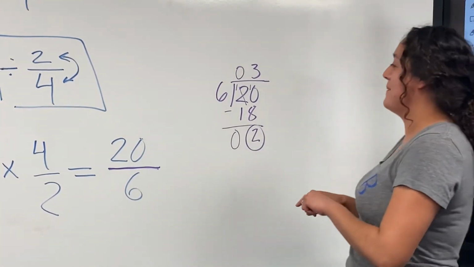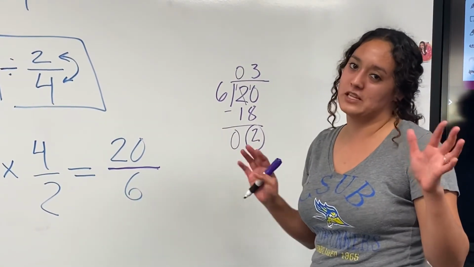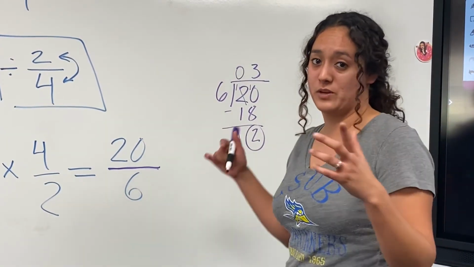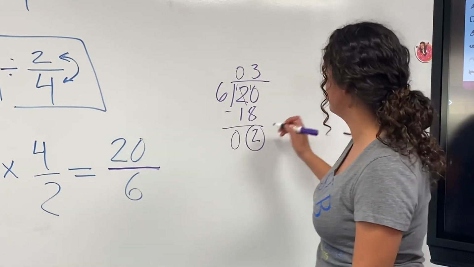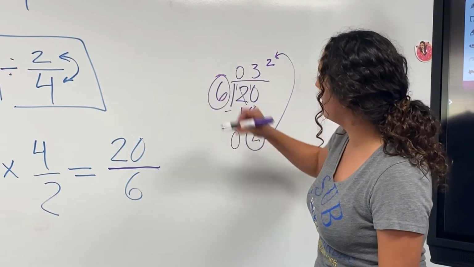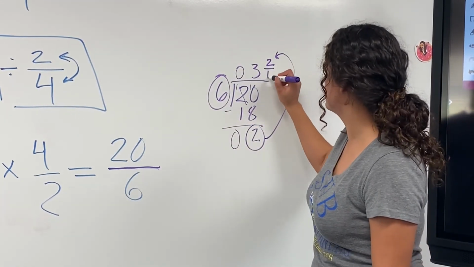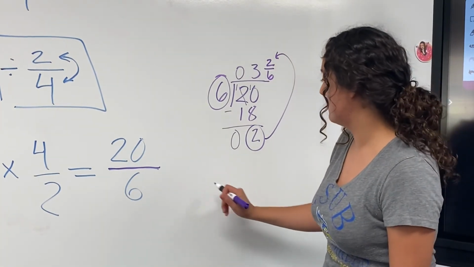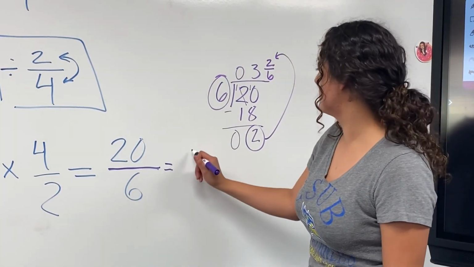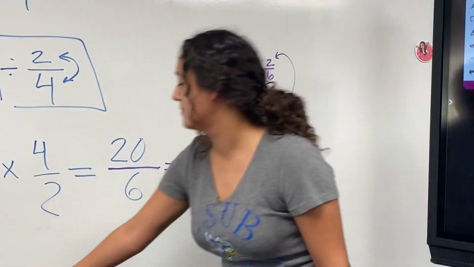Okay. So yeah, I have 2 left over, and we said remainder, but we're not doing the remainder. We're doing the review part, which we put as a fraction. Remember that? So we bring our 2 up here, and we put it over our denominator, which is 6. This would be an example of when you turn your remainder into a fraction.